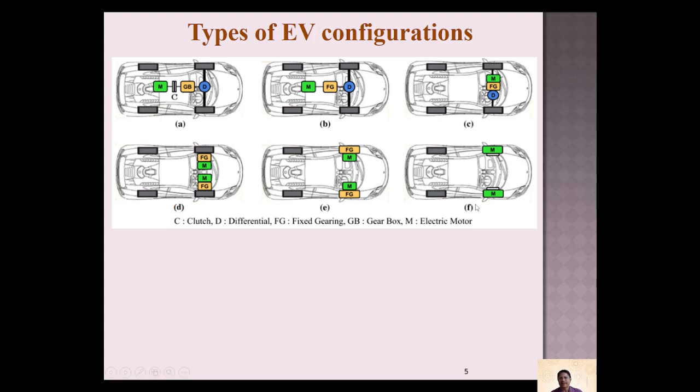In the sixth category, the wheel becomes the motor. Whatever the motor speed rotates, the wheel will rotate. So this is how the EV configuration, or we can say the sixth motor configuration, is the hub motor. So all these six configurations are possible to drive the vehicle.